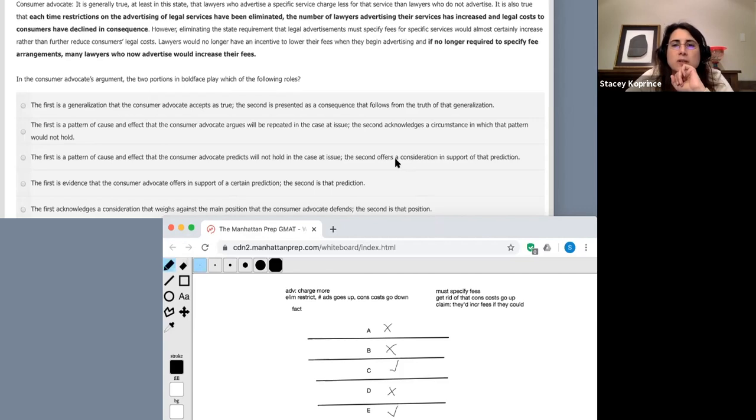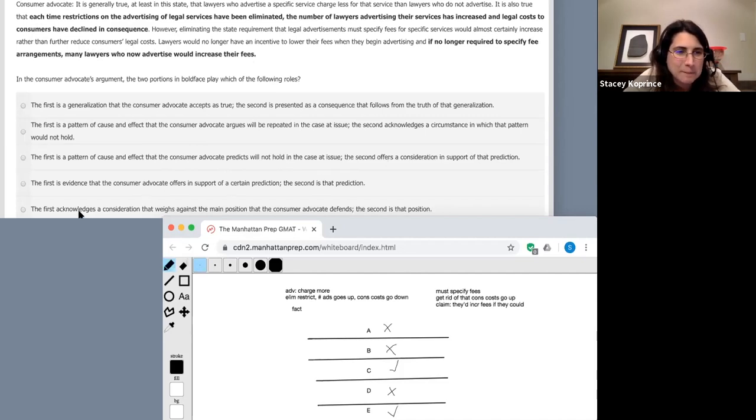Oh, sorry. I was thinking that this said the second is that prediction, but it's the second offers a consideration and support of the prediction, but this is the prediction. They would now increase their fees. Oh, no, wait. No, this is the prediction that it would reduce legal costs because they would raise their fees. Okay, now I like C again.